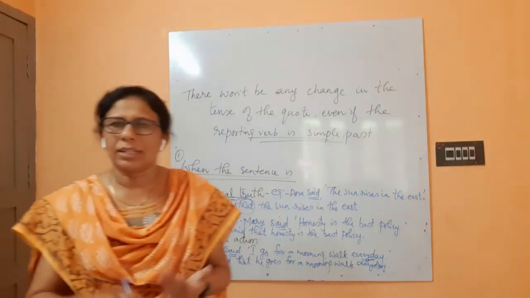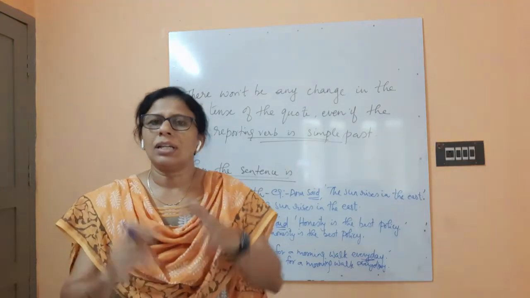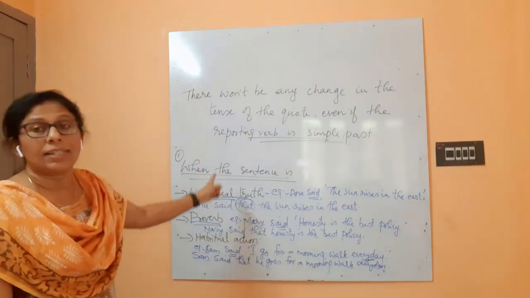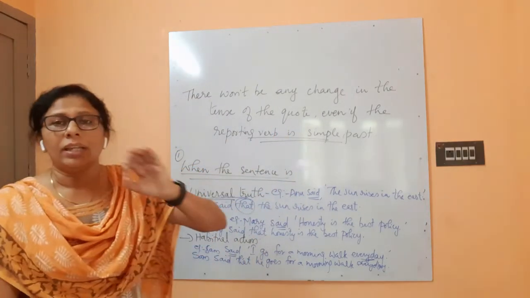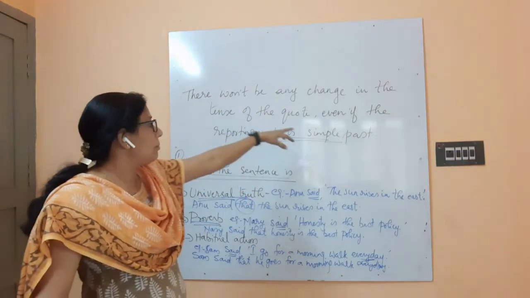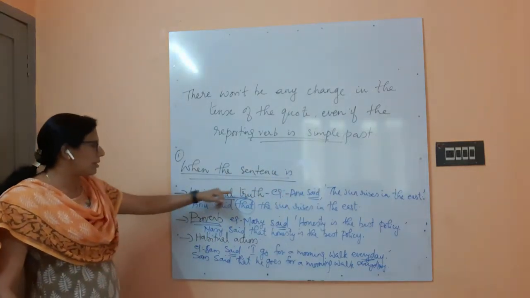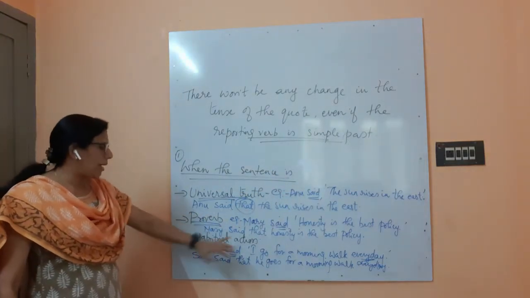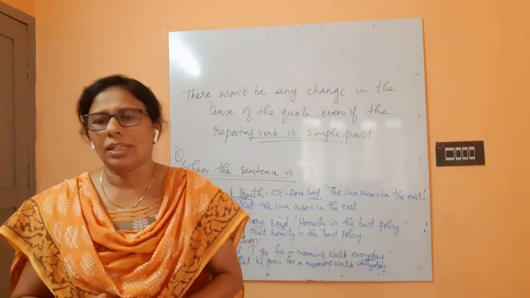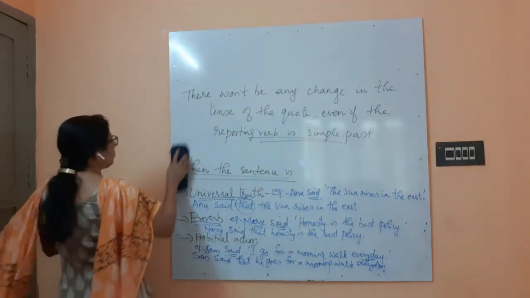So earlier we said that if the reporting verb is simple present, simple future or present perfect, there won't be any change in the tense given in the quote. That is the first rule. And the second important thing is that this is an exception. Normally, if the reporting verb is simple past, all the changes will happen. But even if the reporting verb is in simple past tense, if the sentence given is a universal truth, a proverb or a habitual action, even if the reporting verb is past, there won't be any change in the tense given in the quote. Okay, so this is also clear, I think.